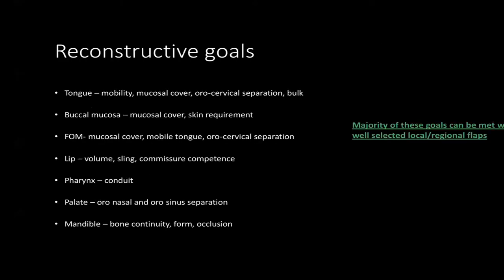Now, the reconstructive goals are different for different sites. For example, in the tongue, you have to ensure mobility is restored. You have to make sure that the mucosal cover is replaced either by mucosa or by skin. If the resection involves the floor of mouth and the mylohyoid muscle, you have to ensure orocervical separation. And if you're doing large tongue resections, you need to recreate the bulk of the tongue that has been lost.